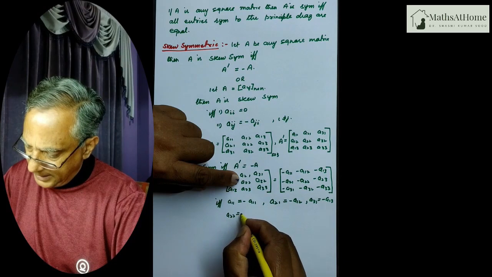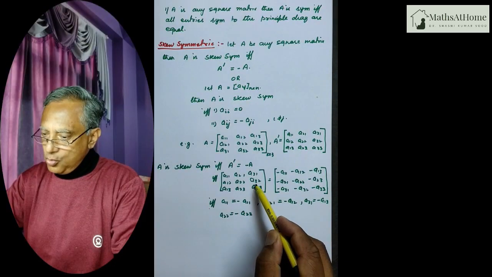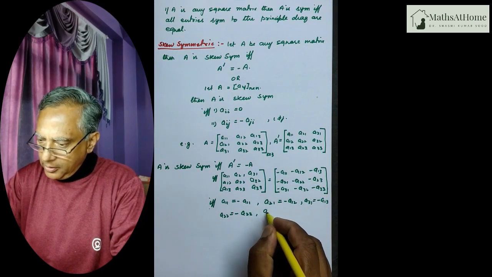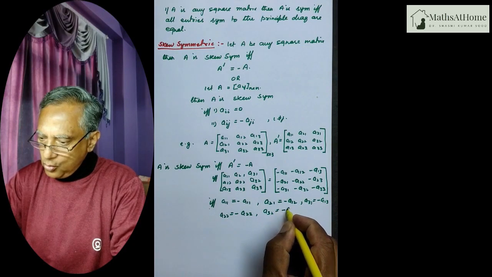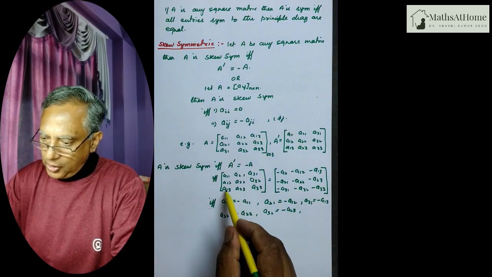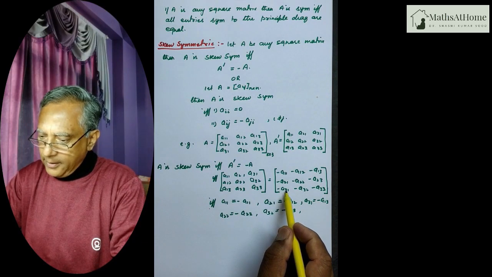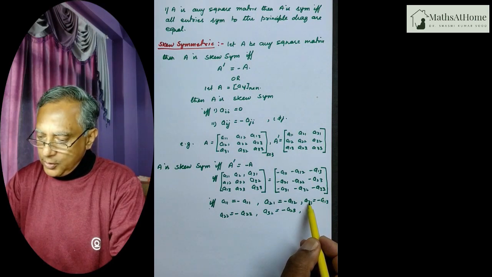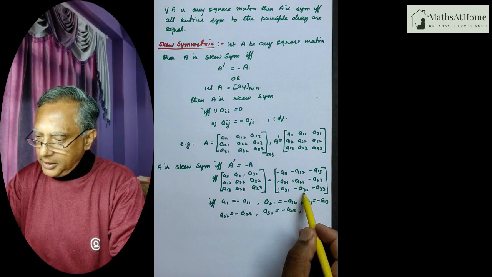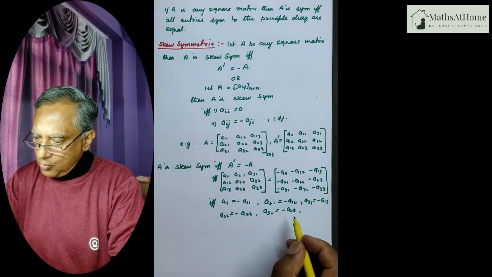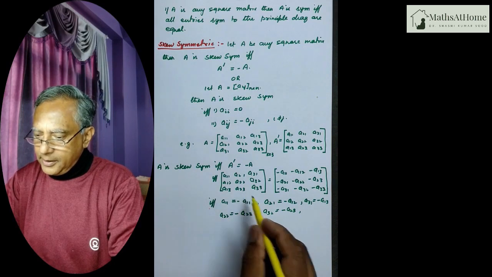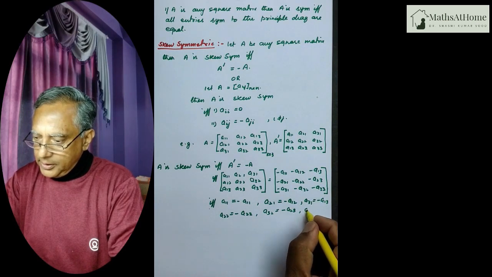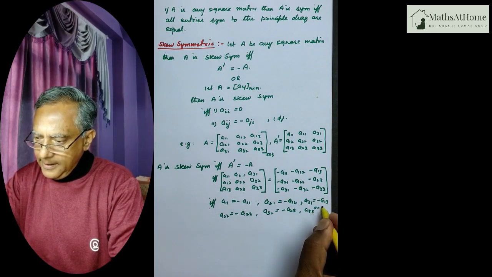And here we get A22 is equal to minus A22, A32 is equal to minus A23, and A13 must be equal to minus A31. We have already written this equation. So next is A23 is equal to minus A32. We have already written this equation. And A33 is equal to minus A33.